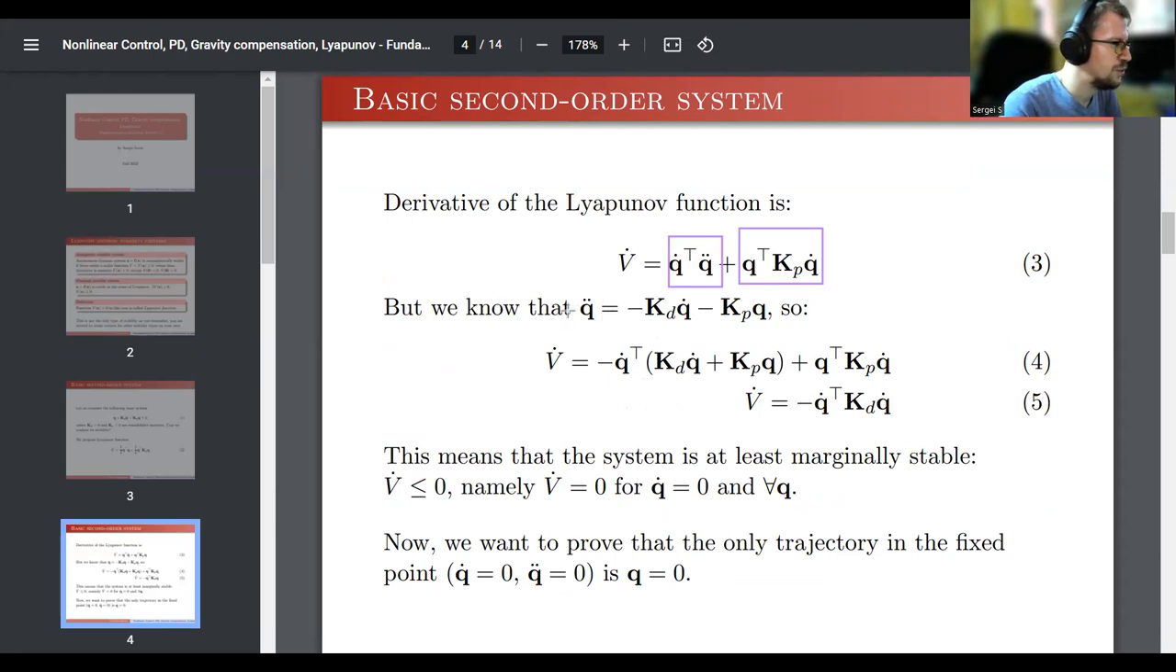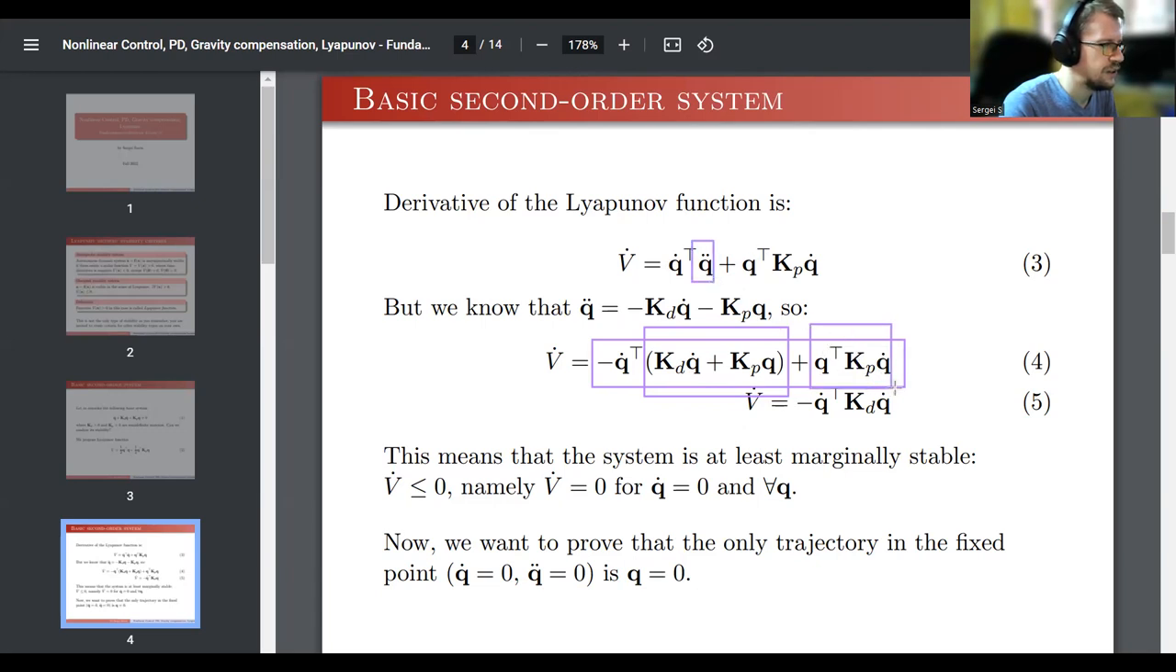But we also know what q double dot is. From the dynamics, q double dot is equal to minus Kd q dot minus Kp q. So this can go here. You substitute it into this equation, and that is how you get expression 4. This is the derivative of the Lyapunov function. Where this particular part came from, knowing the dynamics, is q double dot, and this is just from differentiation.